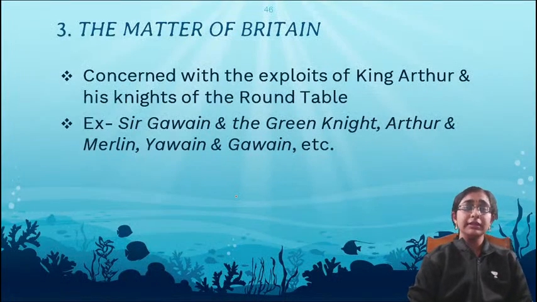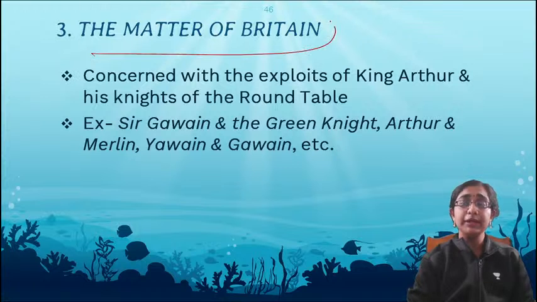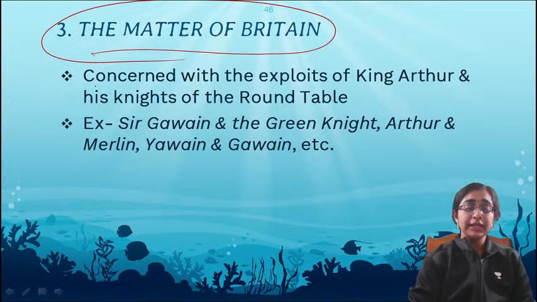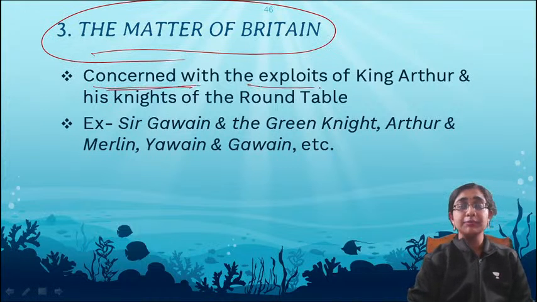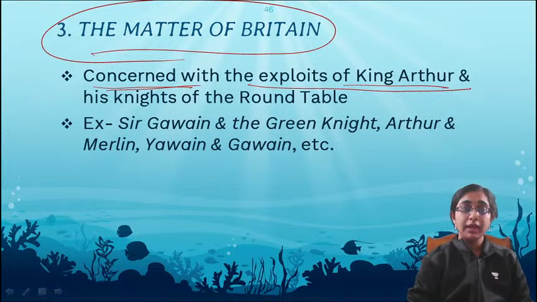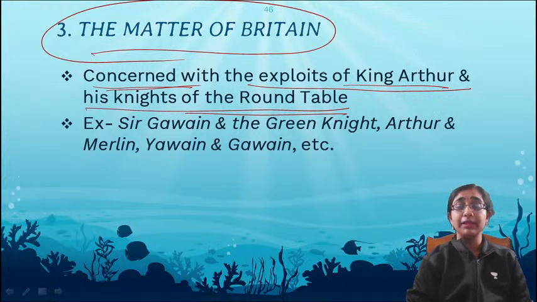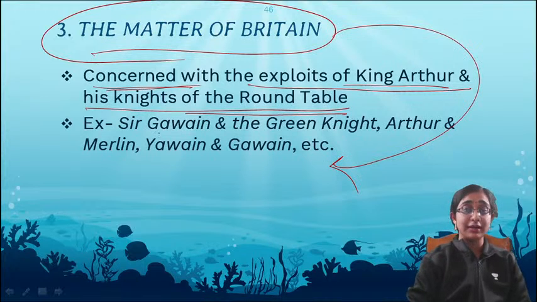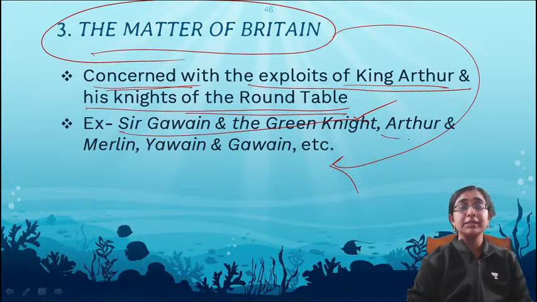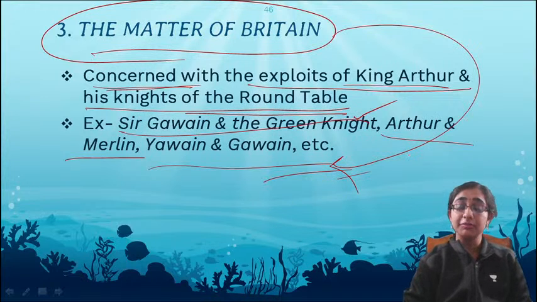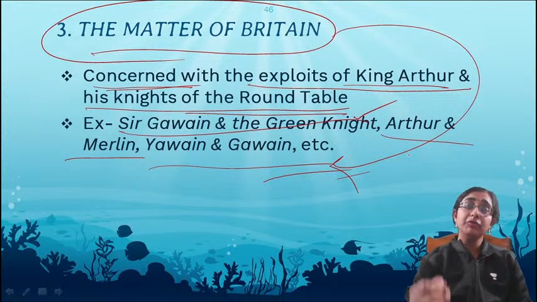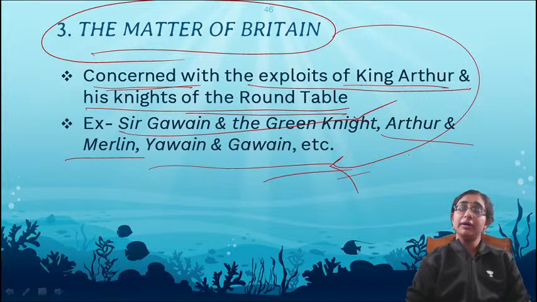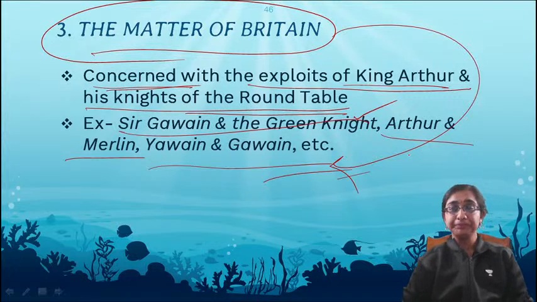The next important is the Matter of Britain. The Matter of Britain is actually concerned with the exploits of King Arthur and his Knights of the Round Table. In Matter of Britain, these poems are included. Sir Gawain and the Green Knight, I have already told you. This is the most important. Other poems are Arthur and Merlin, Eowyn and Gawain, etc. These are all Matter of Britain. So you need to remember that in which matter, which poem actually falls.